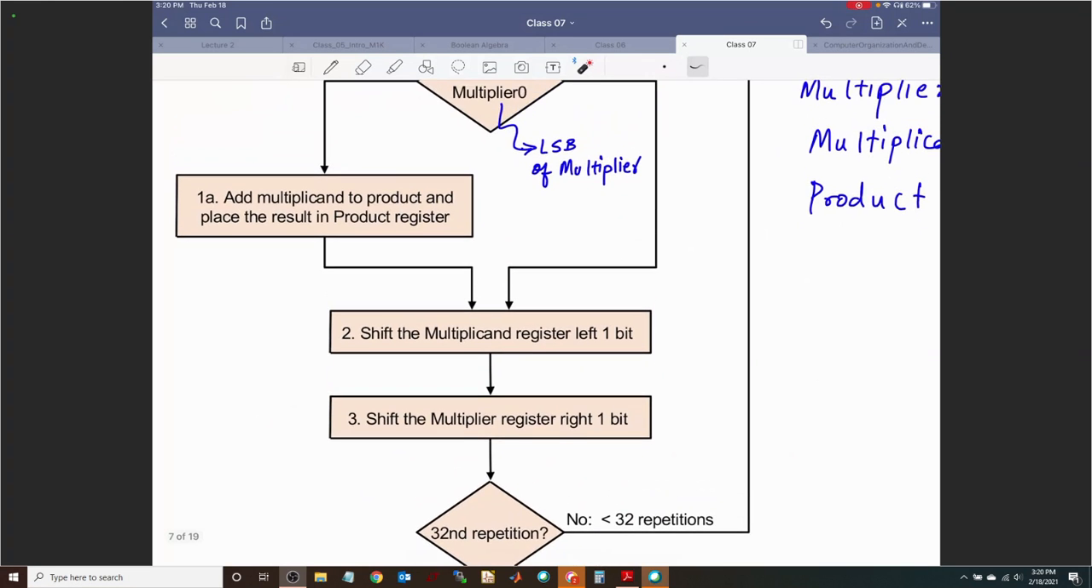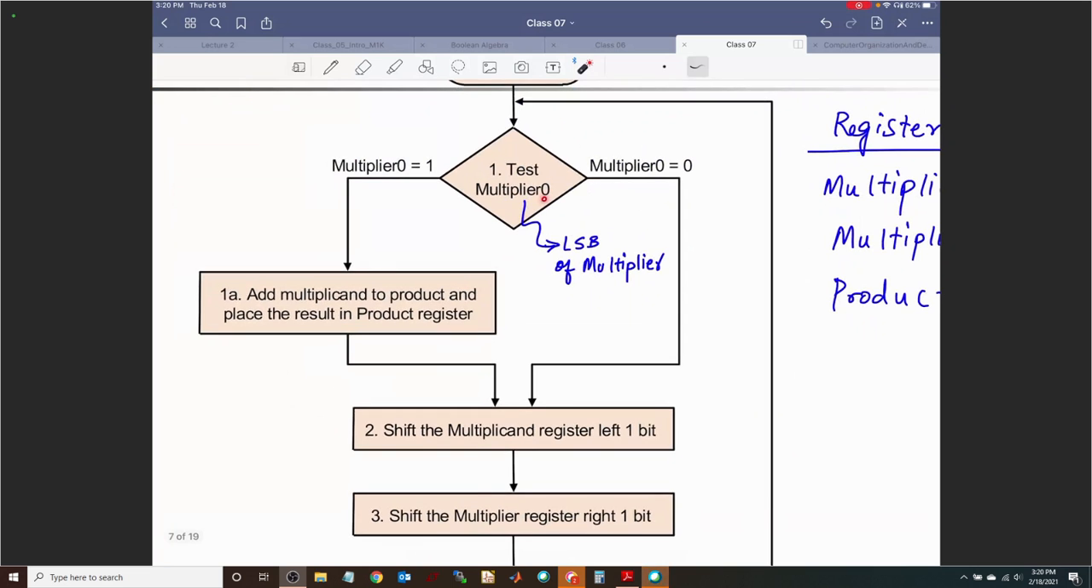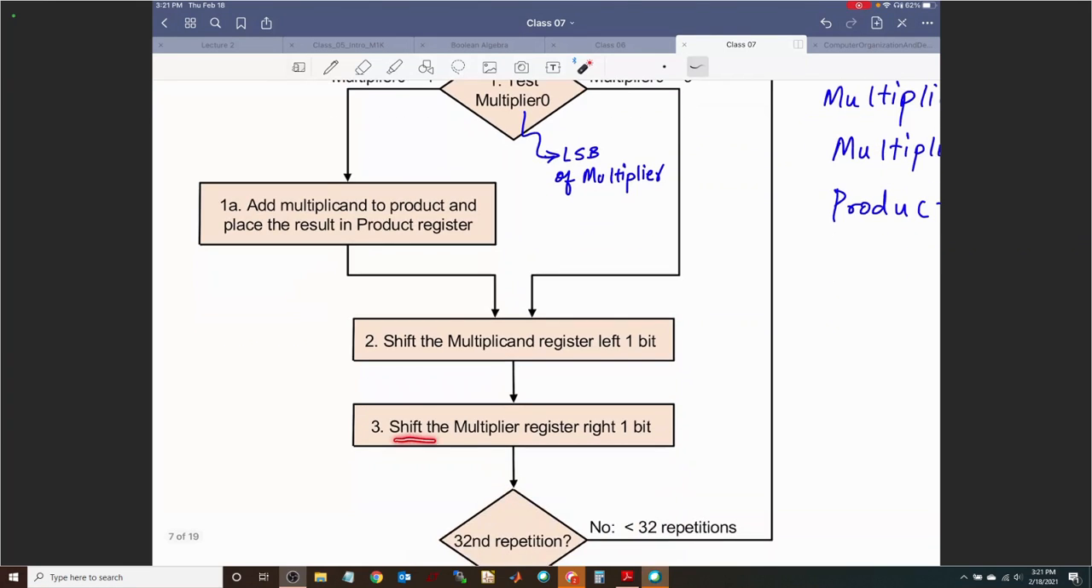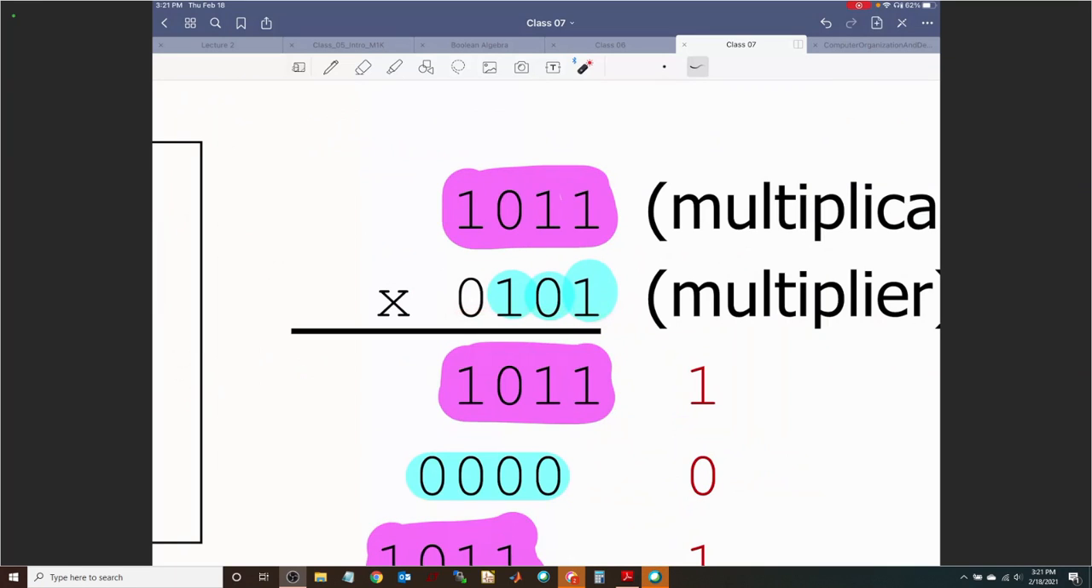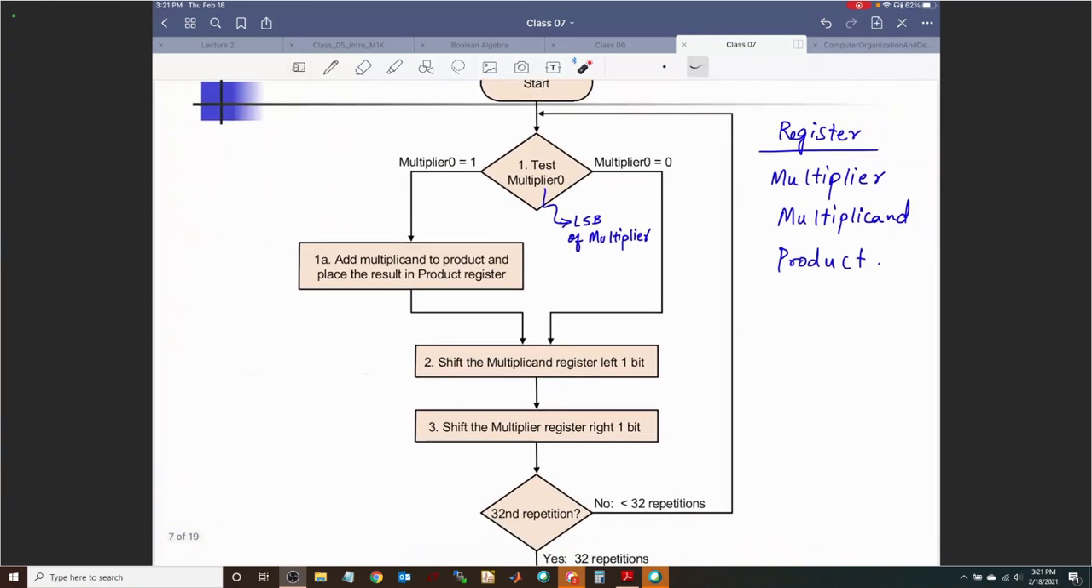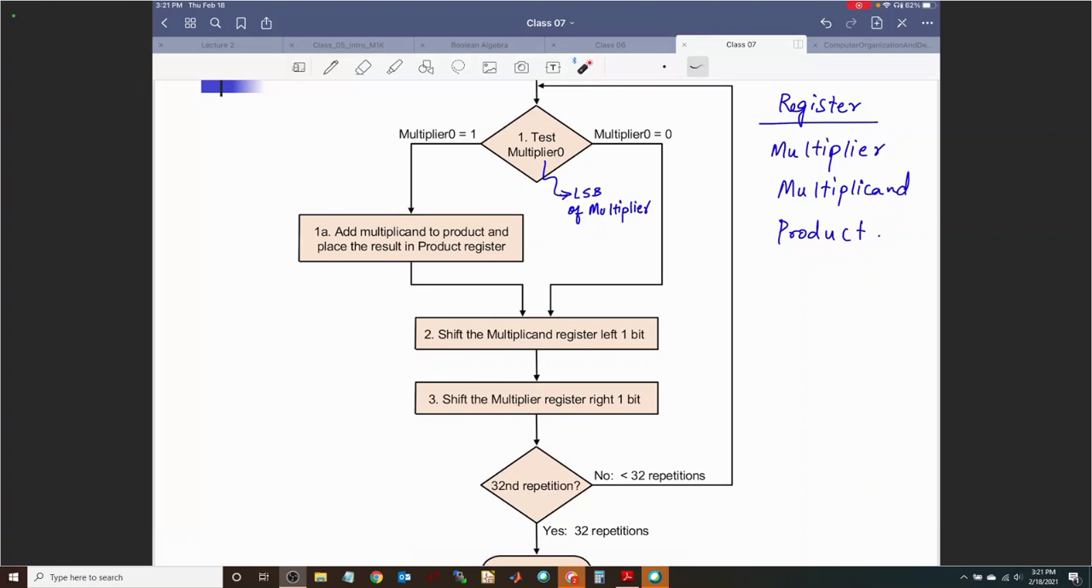But I also need to adjust my multiplier, right? Because every time I exhaust the least significant bit, I need to drop it so that I can start looking at the next most significant bit in my multiplier. So I'm going to shift the multiplier register right by 1 bit. If I move this to the right and kill this least significant bit, this becomes my new least significant bit. After that, this becomes my new least significant bit, and so on. That is accomplished by a shift right by 1 bit operation for the multiplier register.